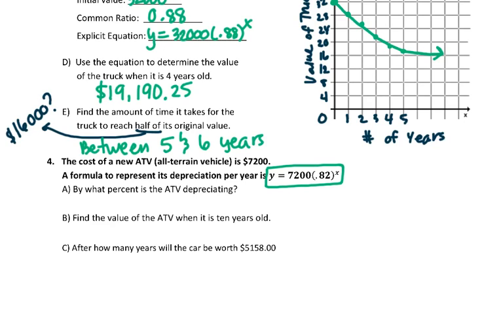So by what percent is it depreciating? So that means you need to take a look at this decimal, 0.82. First, ask yourself, what is that as a percent? Which simply means we move that decimal 2 to the right or multiply by 100. And that would give us 82%. So it's keeping 82% of the original 100%.